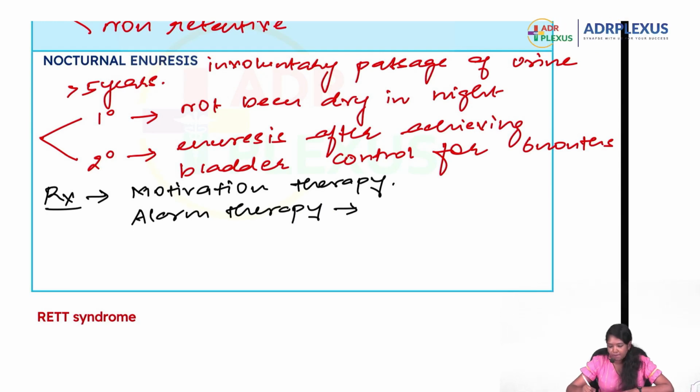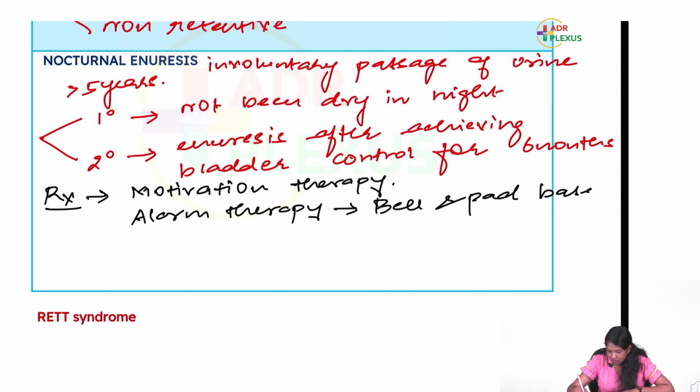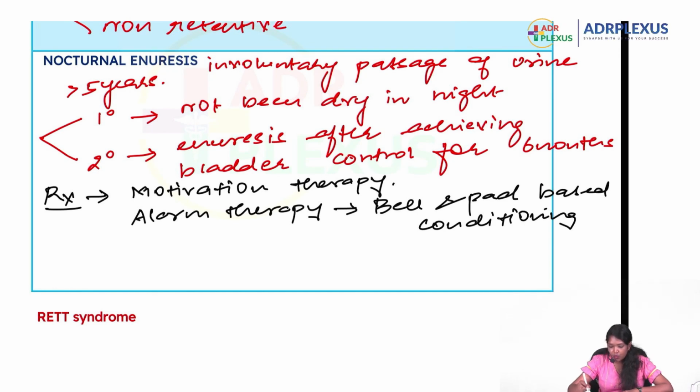What is alarm therapy? Bell and pad based conditioning. So alarm therapy is where you will have a bell and a pad. The pad is kept over the underwear of the child. When the child is sleeping, suppose the child passes urine, immediately the pad will sense that urine and a bell will ring. Once the alarm rings, the child has to wake up, go to the restroom, void the urine and come. This is alarm therapy, which is done next. If the child does not respond to alarm therapy also, then only you will go to drugs.